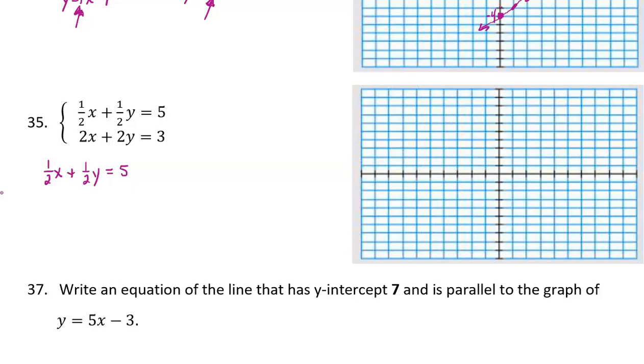Let's times everything by 2. That's going to create 1x plus 1y is equal to 10. And now we can subtract the x to end up with slope-intercept form.